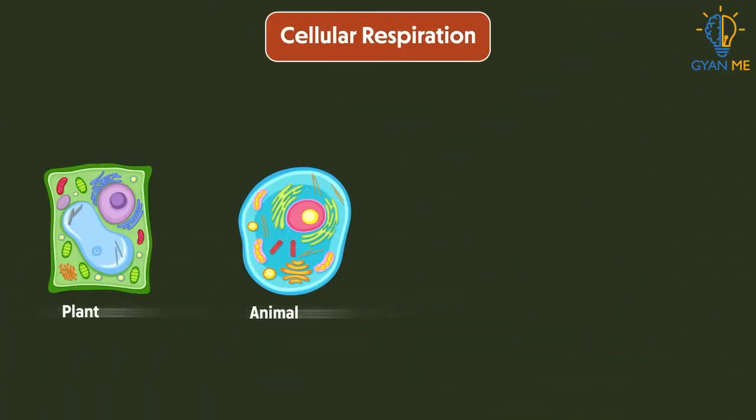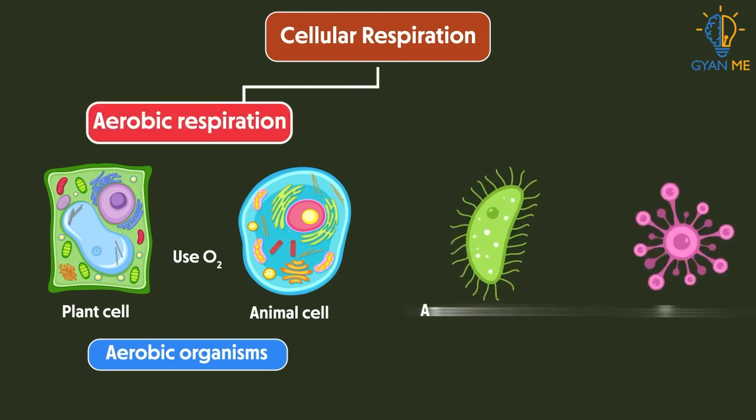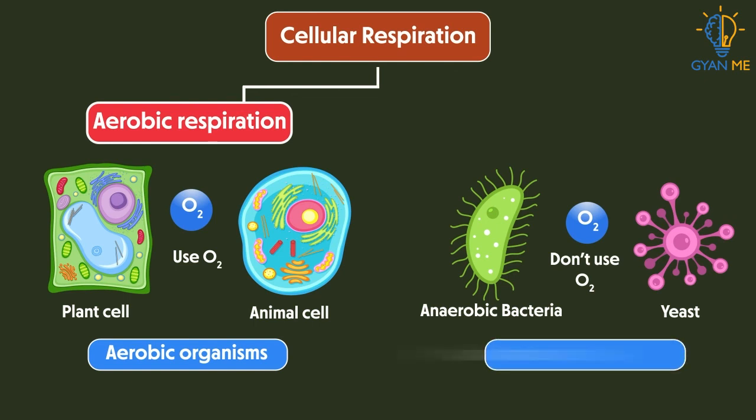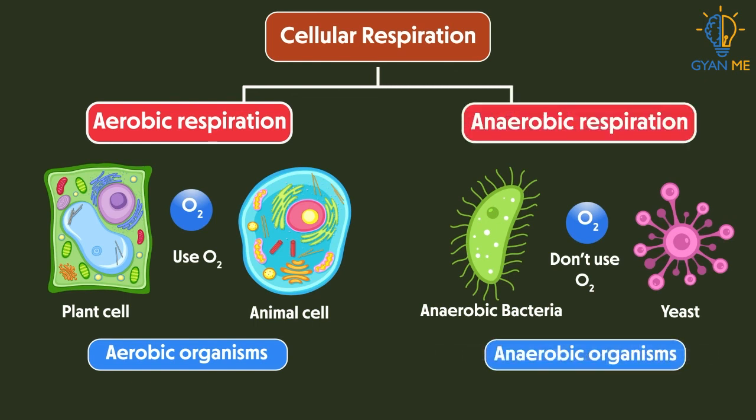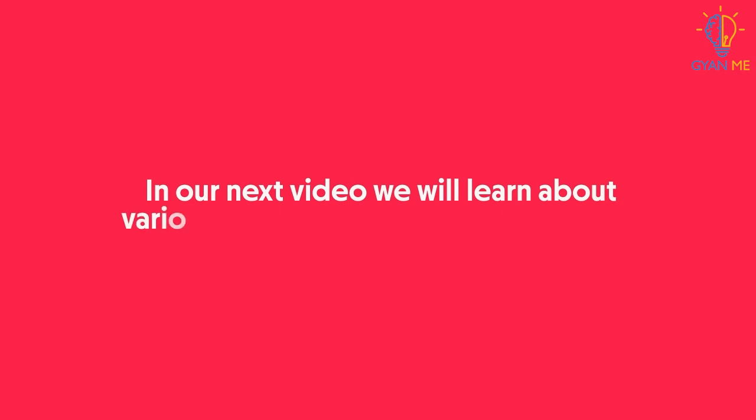So students, organisms which use oxygen for cellular respiration are called aerobic organisms, and the process is called aerobic respiration, while organisms which do not use oxygen for cellular respiration are called anaerobic organisms, and the process is called anaerobic respiration. So students, in our next video, we will learn about various steps of this cellular respiration.